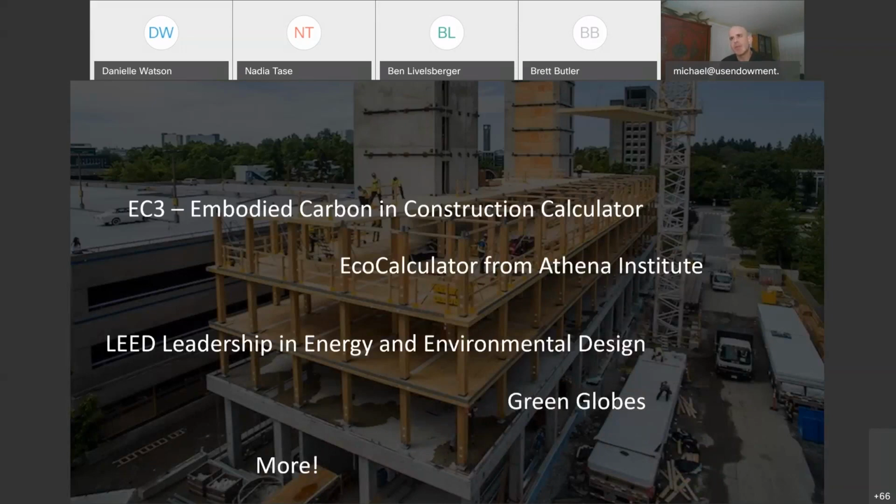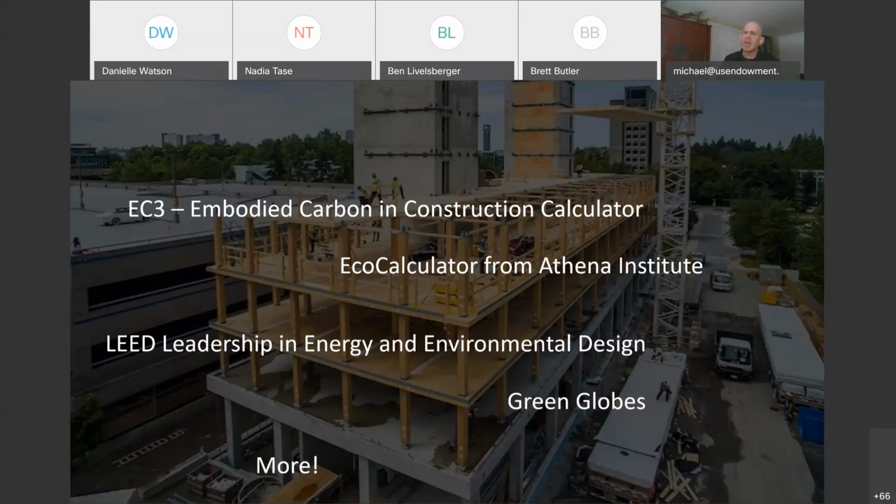There are a number of different emerging calculators and tools and opportunities for architects, developers, and engineers to try to understand the entire consequences of a building that they are putting up. And so there's a calculator now that is being produced by EC3, the Embodied Carbon in Construction Calculator. Athena Institute is producing one that's an eco-calculator. Of course, you probably heard of the Leadership in Energy and Environmental Design, the LEED program that you've seen on a lot of buildings talking about various sustainability initiatives associated with the built environment.